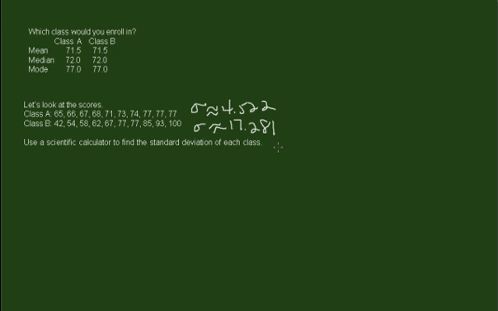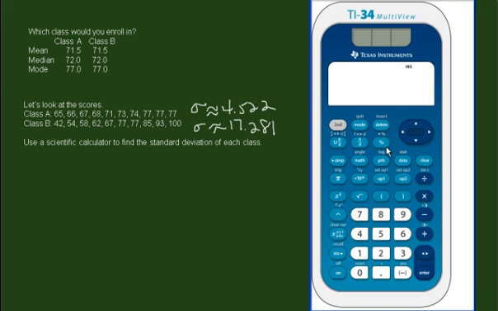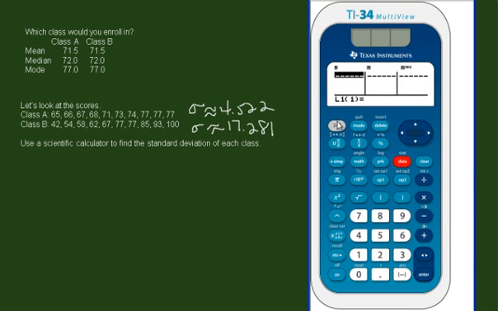So that's just a quick tutorial of how to use your scientific calculator. Just as a side note, if you happen to have the TI-34, it's essentially the same thing. Your button is over here. So you would press data, put in all your data, second data, and then everything's the same from there.